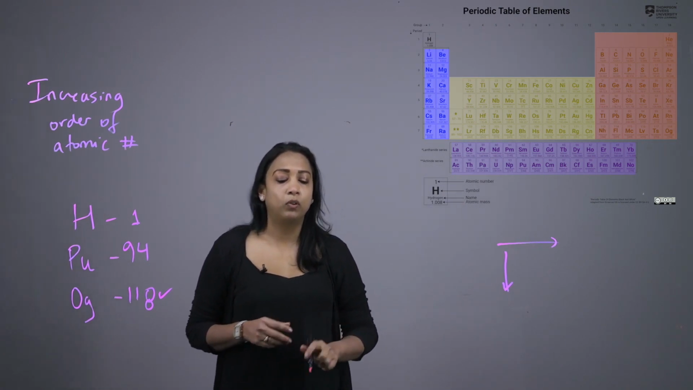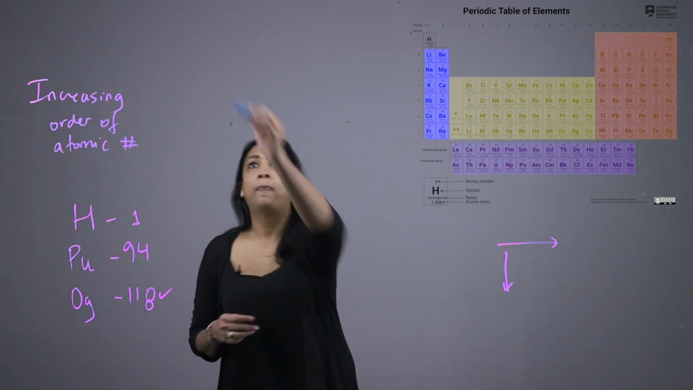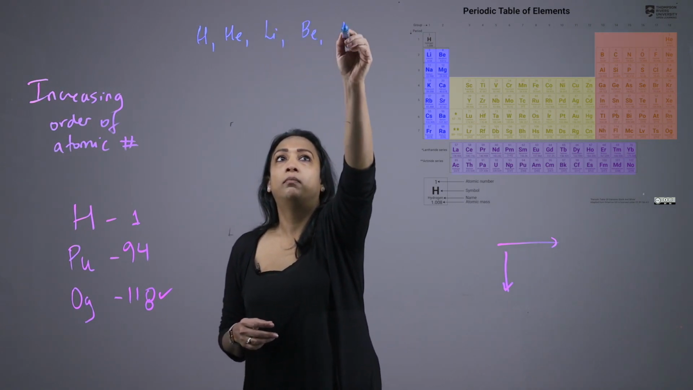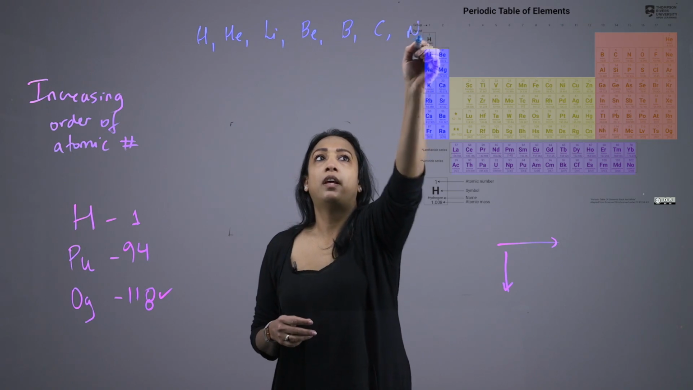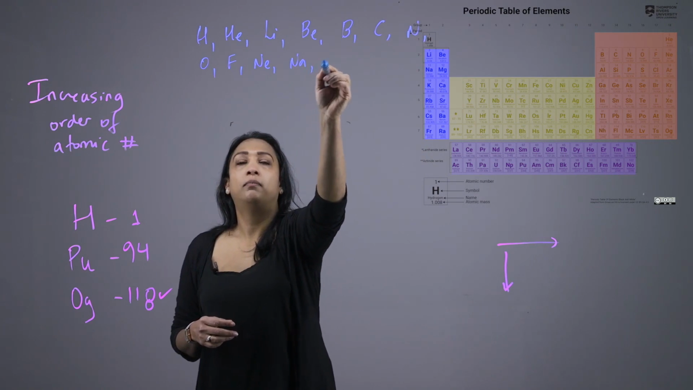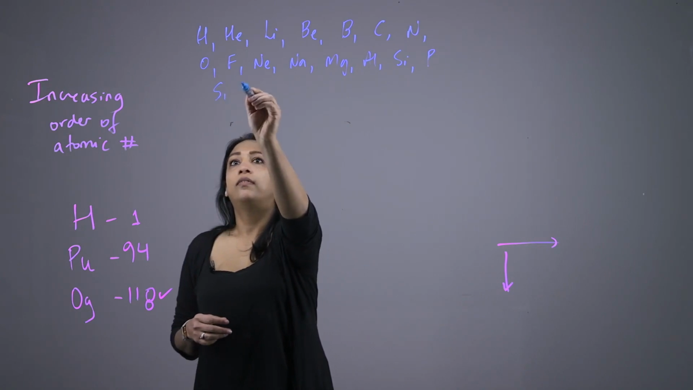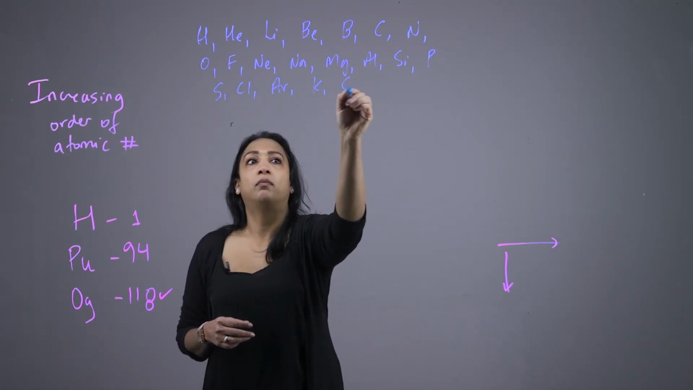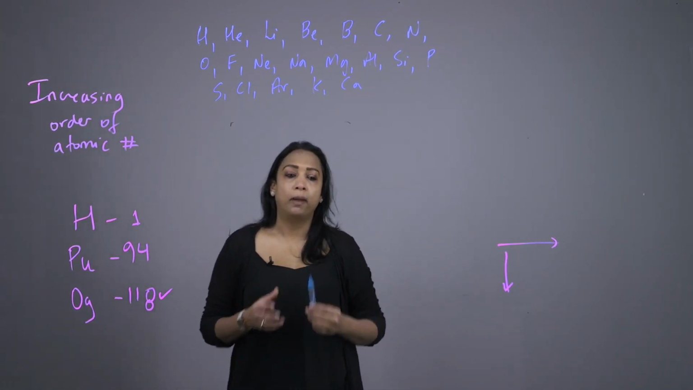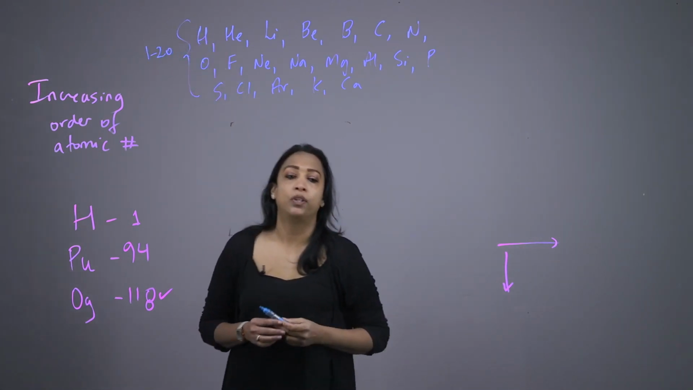Firstly, you should be able to recall the first 20 elements of this table. So we're going to list them here. We have hydrogen, helium, lithium, beryllium, boron, carbon, nitrogen, oxygen, fluorine, neon, sodium, magnesium, aluminium, silicon, phosphorus, sulfur, chlorine, argon, potassium, and calcium. So it is going to be very important for you to remember these first 20 elements, and these, of course, are atomic number 1 to 20.